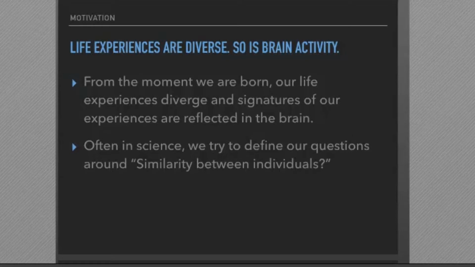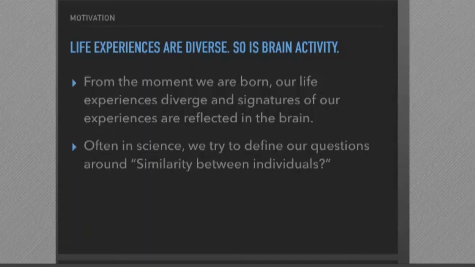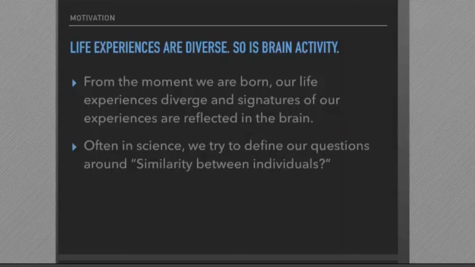However, in science, often we try to define the questions the other way around. We try to trigger things and see similarity between individuals. And here I'm not trying to say that it is not good to do this or we don't learn anything from this. However, the way we are approaching this problem is from the diversity angle. How can we quantify diversity or differences between individuals in the brain?